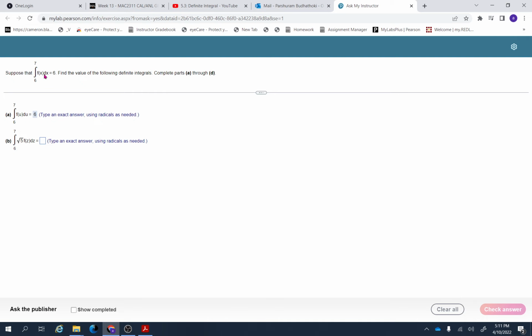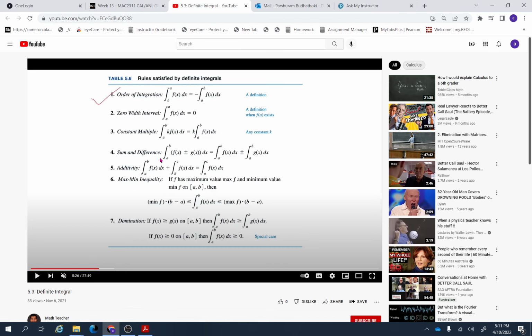Next problem, we have to find the integration of square root of 5 f of z. So remember, we know the integration of f. So if you know the integration of f, then the integration of f of x or f of z, that's the same thing. So let's go back and check the property here. If you have the integration of f and there is some constant k, then you can always bring that constant outside. That's the constant multiple.